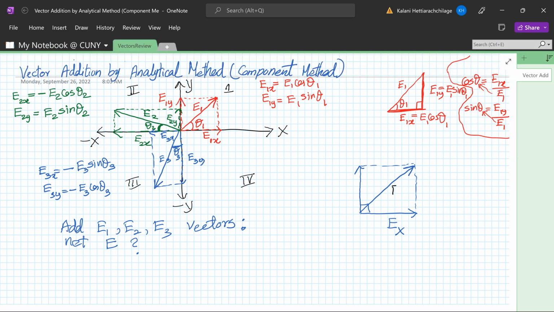Label it as E. That's the resultant vector. And this is the resultant vector Y component, right? So this is the angle that I wanted to find later. That will be your resultant angle. Okay. So now if I need to add the vectors, we have to do magnitude and direction separately.